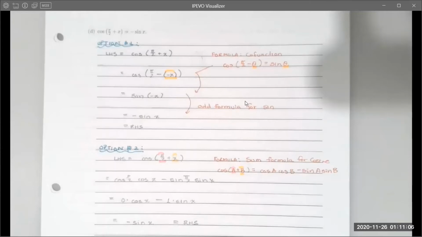All right, so any questions with part D? When you say right-hand side, you're trying to get to the negative sine x, but how is that the answer?